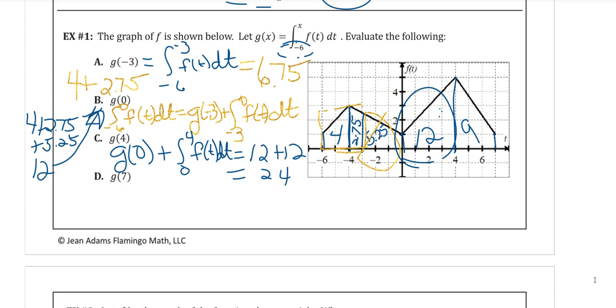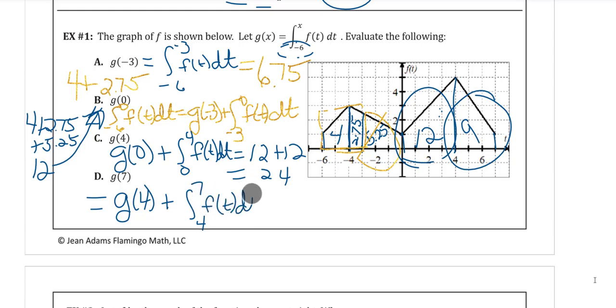And then finally the last piece is going to be just adding on that 9 there. So this is going to be my G of 4 plus my integral from 4 to 7 of f of t dt. So that's going to give me 24 plus 9, which is 33. So you can do your definite integrals by chunking it up in those pieces like that.